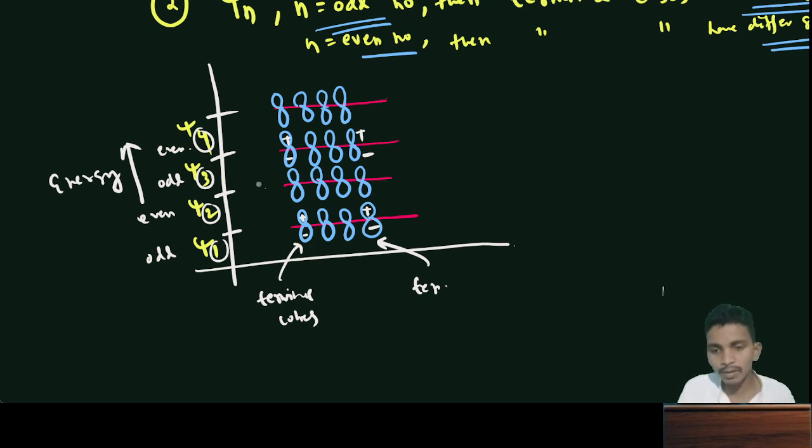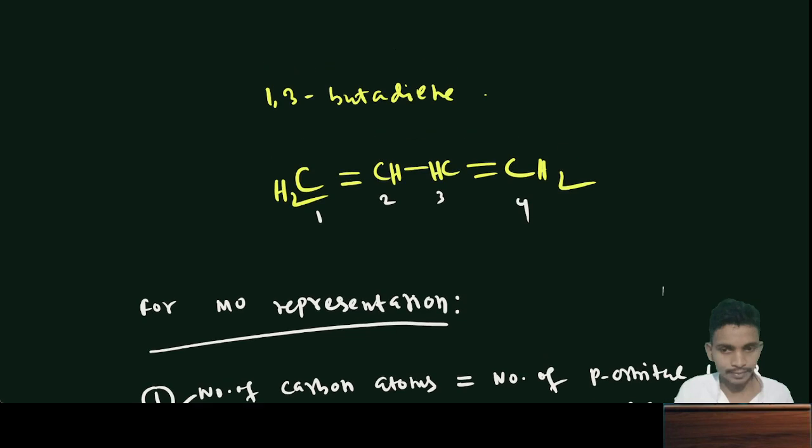Because the terminal lobes for the odd case will be the same, and for the even case they will be opposite, having different signs. So if it is positive, let's say, and if it is negative, then this should be negative and this should be positive, because if it is even, then there will be different lobes or different signs. Similarly, this is even. So if it is positive and if it is negative, then this is negative and this is positive. So that's what the second point says.